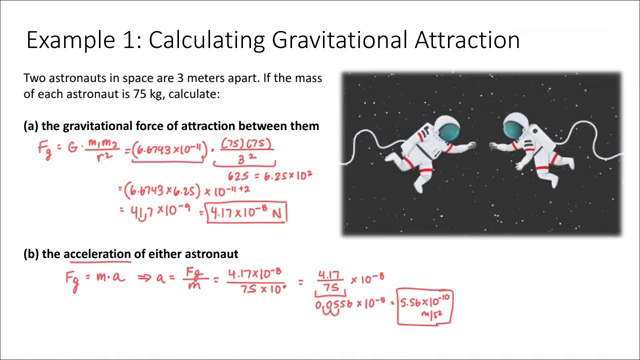Okay. Now, as you can see, that is an incredibly small acceleration value. And so even though these two astronauts are very close, we're not going to see one astronaut start to accelerate towards the other solely based on their gravity alone. Let's see how this applies, though, to much larger bodies.